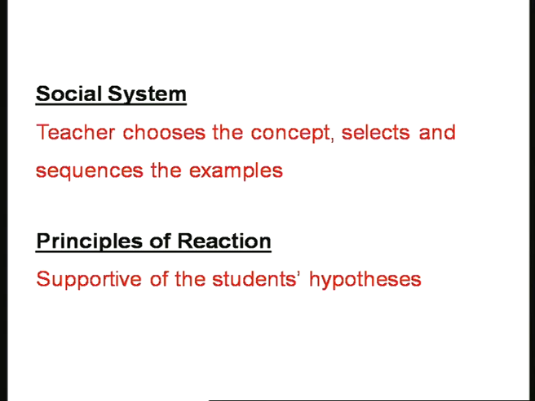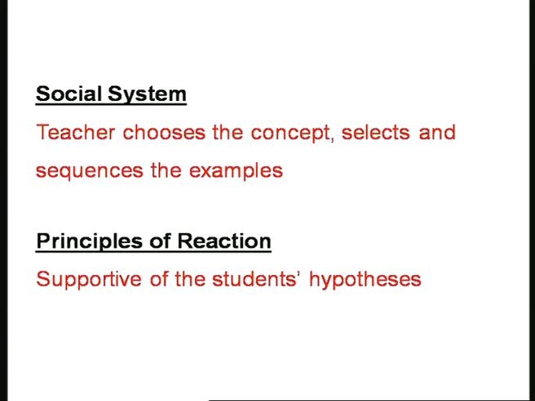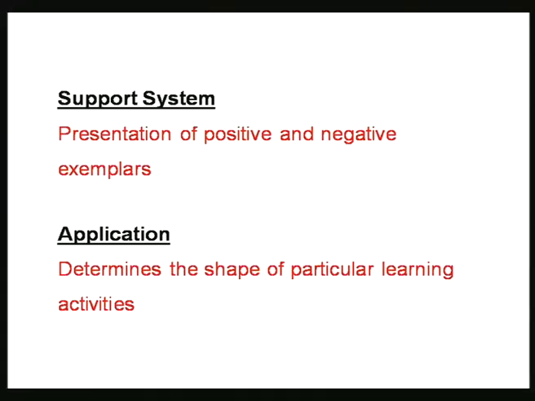Social system. Here in the social system, the teacher chooses the concepts, selects and organizes the material into positive and negative examples, and sequences the examples. The next element is principles of reaction. During this, the teacher presents some examples. The students test their hypotheses against each other. The next element is the support system. What type of support system? Here the teacher has to give support in the form of exemplars and non-exemplars.